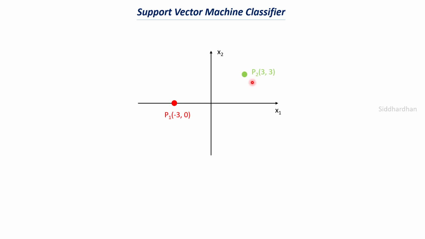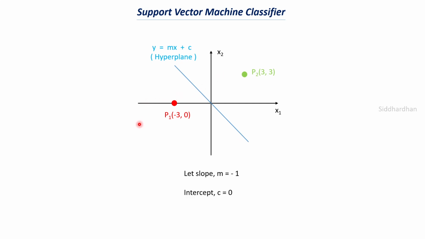Then we have the second point as p2, which is represented as this green colored dot, and the coordinate of this p2 is 3 comma 3. So we have these two data points, and now we are going to draw a hyperplane which can separate these two points. As this is a two-dimensional space, we can just use a straight line, and we know that the equation of a straight line is y is equal to mx plus c, right? And now we are going to see how a hyperplane or a line can separate these data points.